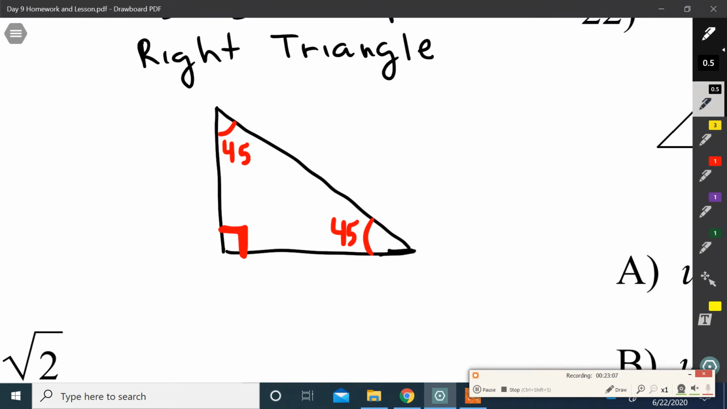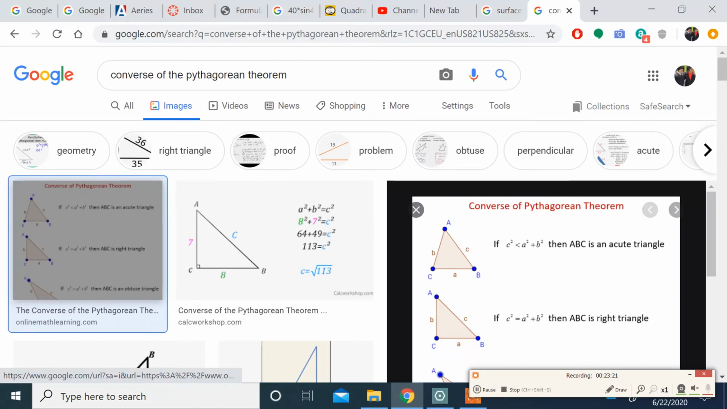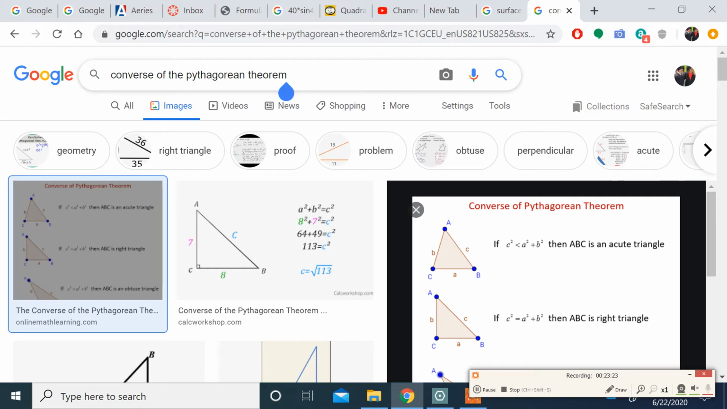If you were to Google this and you write 45-45-90 triangle, it's actually going to show a lot of pictures that are going to help you with this. So let's actually look for that, because this is a very special right triangle and it's everywhere on Google, honestly.